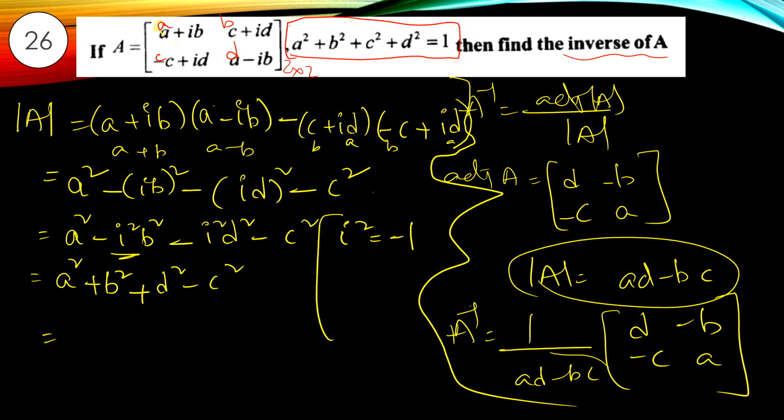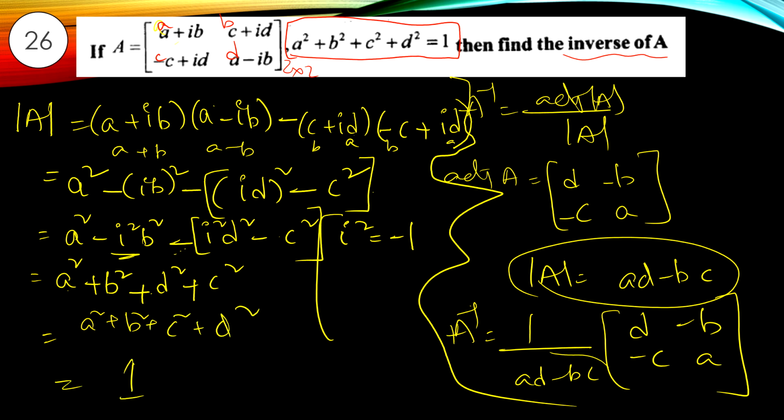Sorry, here minus is there, right? So this is total minus. So here this is also in total minus. So here minus of minus becomes plus, and minus of minus also becomes plus. So from this, a square plus b square plus c square plus d square becomes, finally, the value 1 according to the given condition in our question.